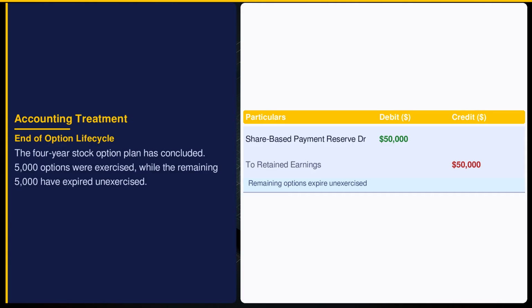At the end of the option lifecycle, any unexercised options are transferred from the share-based payment reserve to retained earnings. Meridian Corporation records a $50,000 transfer, reflecting the lapse of these options and the resultant increase in retained earnings, finalizing the share-based payments impact on equity.